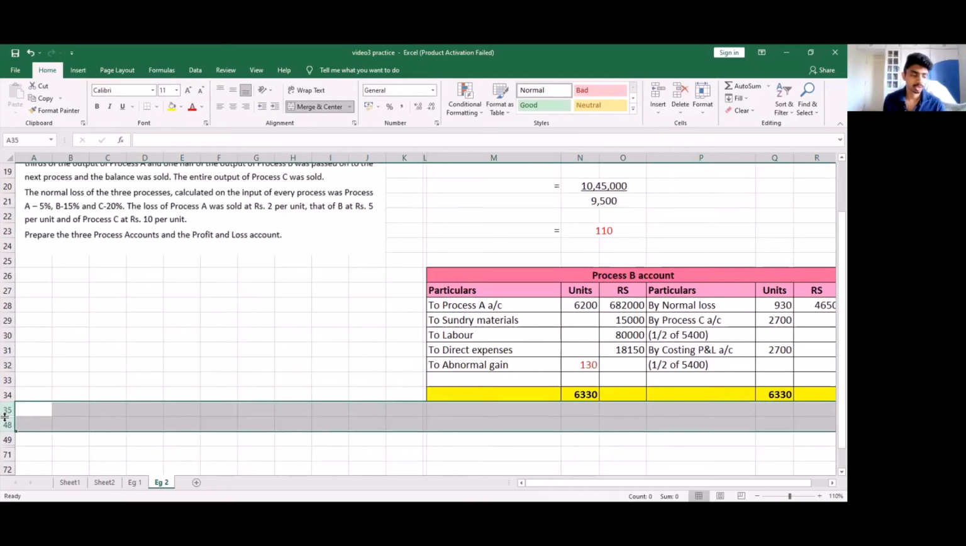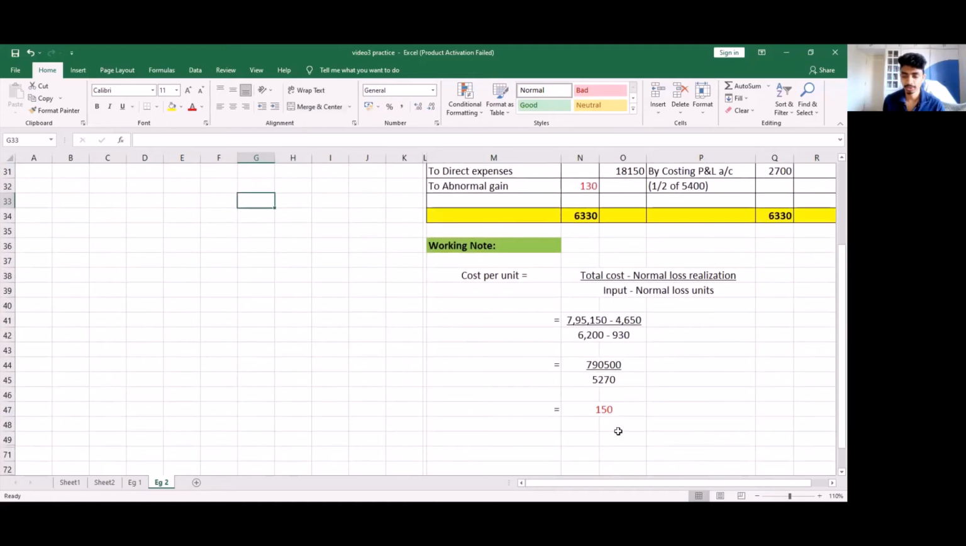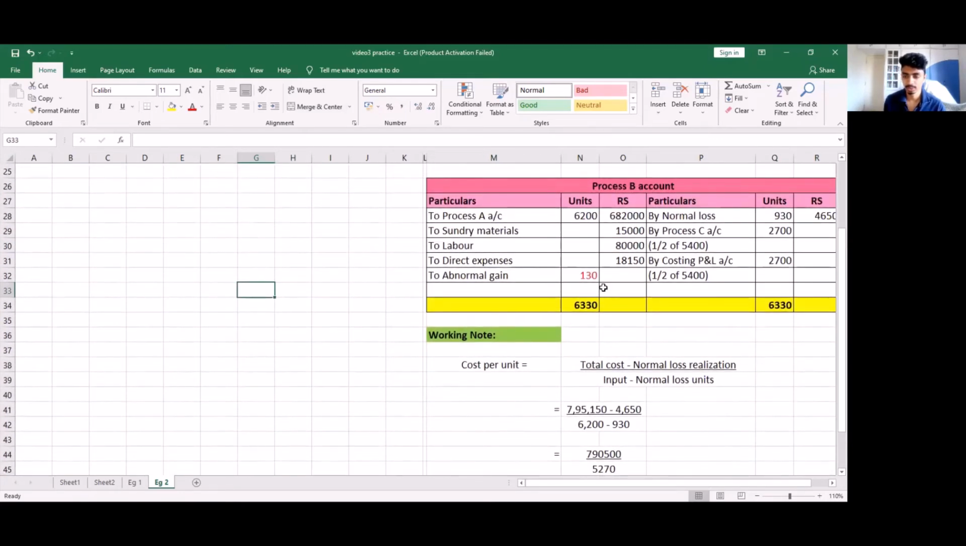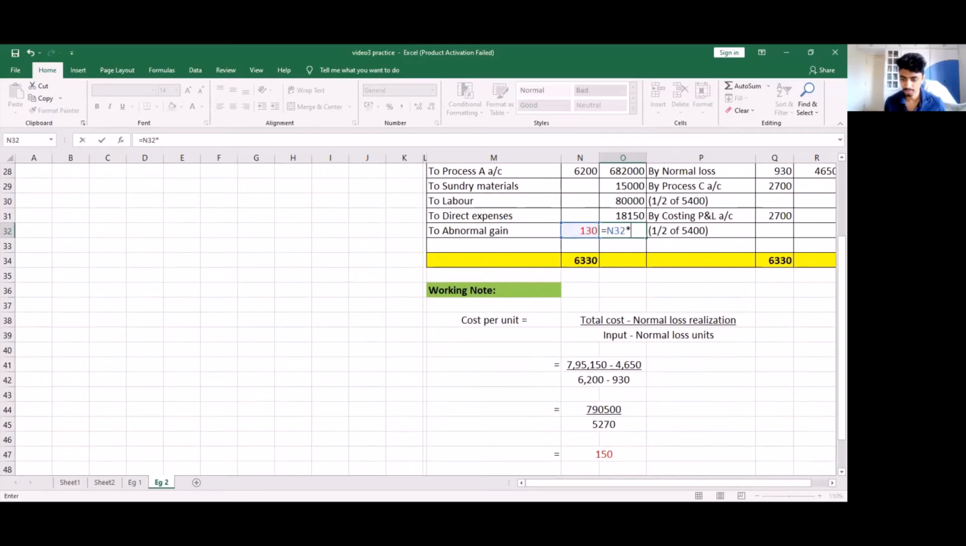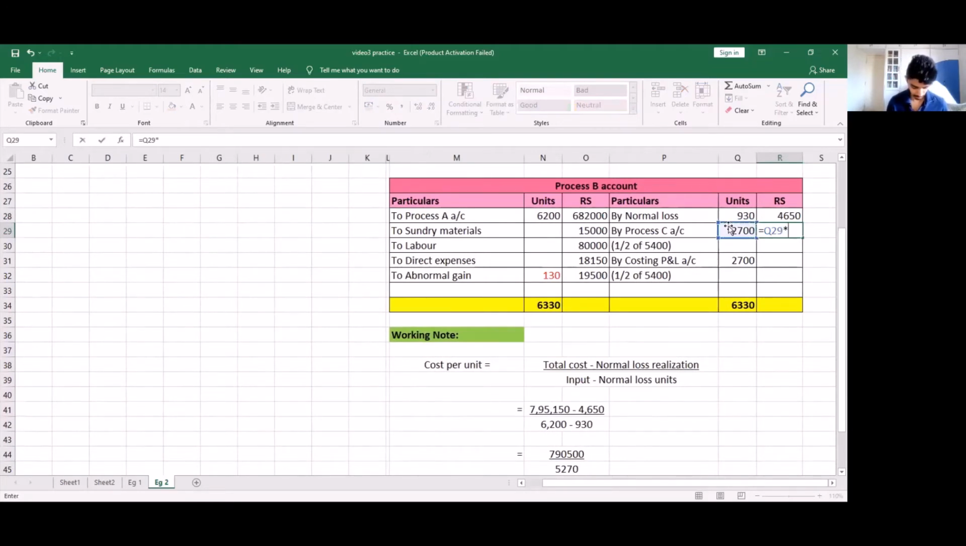Now we go on to find the cost per unit. By using the same formula, we get our cost per unit as 150. So we will quickly multiply 150 with our number of units to find our abnormal gain and output. Let's sum the credit side to see if our account tallies.